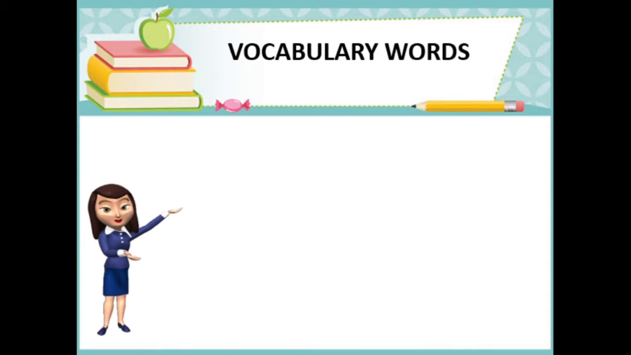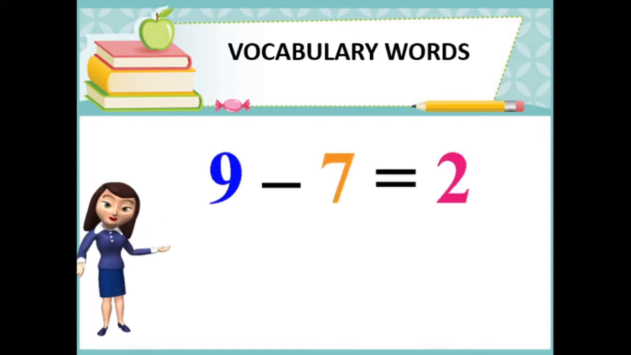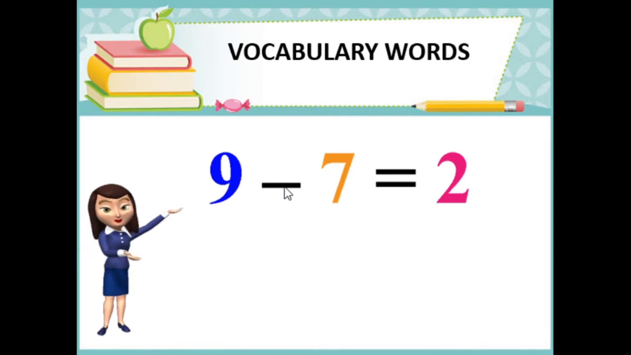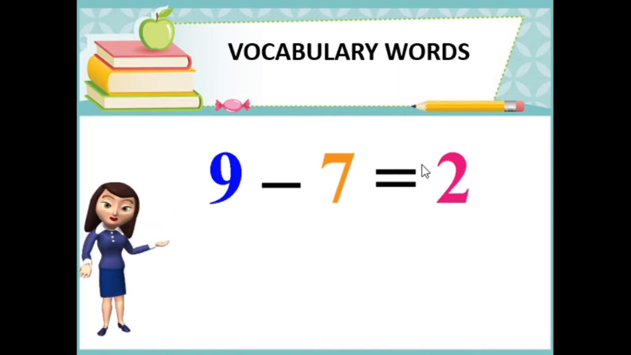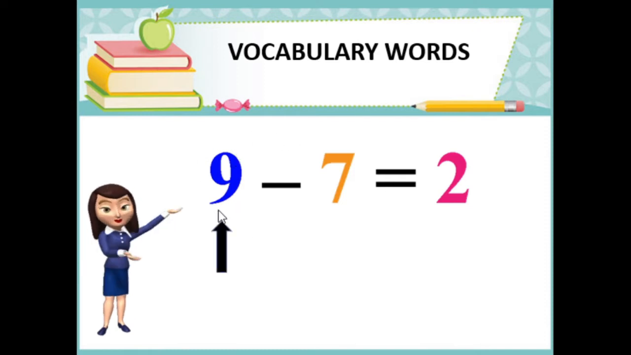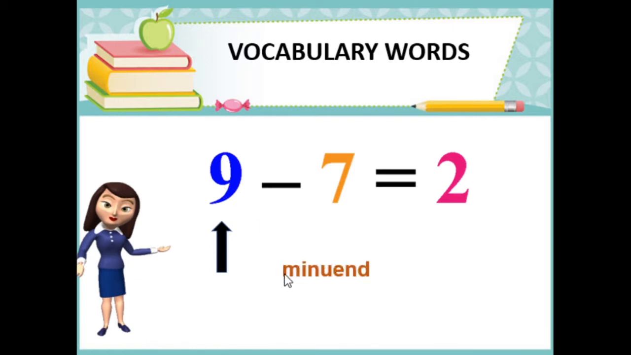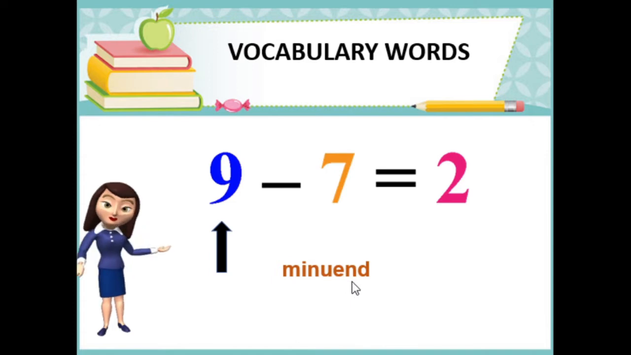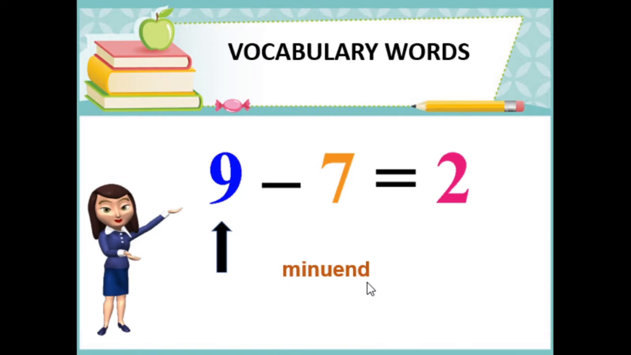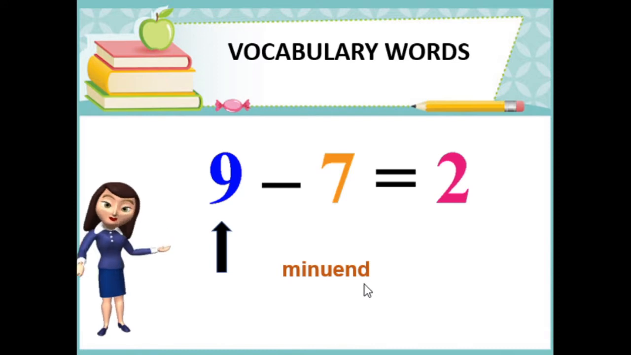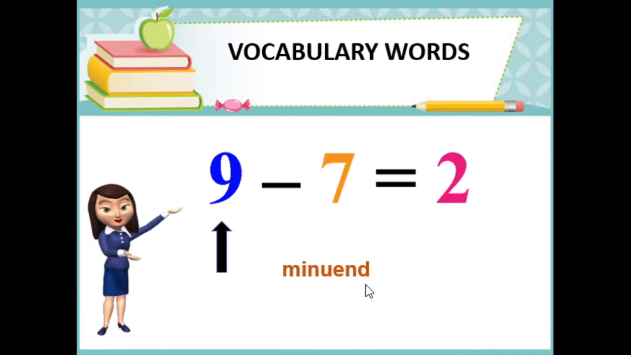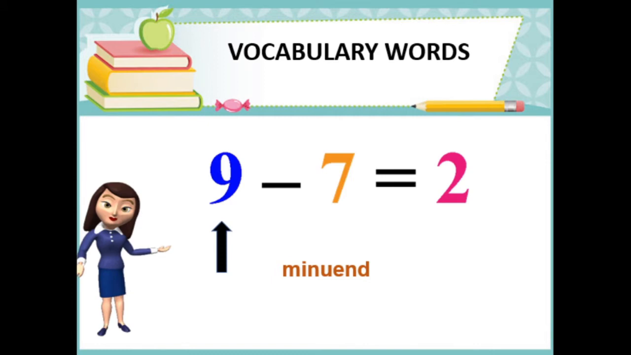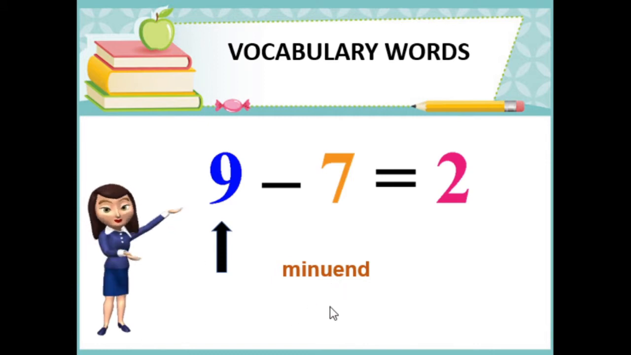Subtraction too has different parts. Let's say, for example, we have this. 9 minus 7 equals 2. Number 9 here is called Minuend. Minuend. Repeat after me. Say Minuend. Very good. Minuend is the number found at the first part. Okay, minuend.